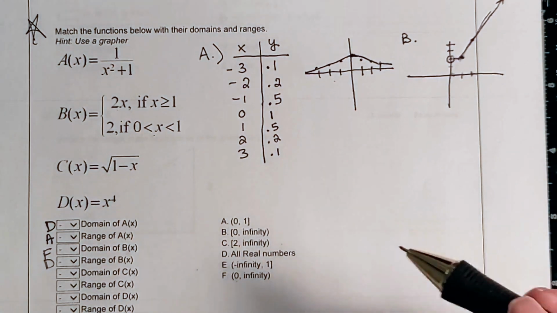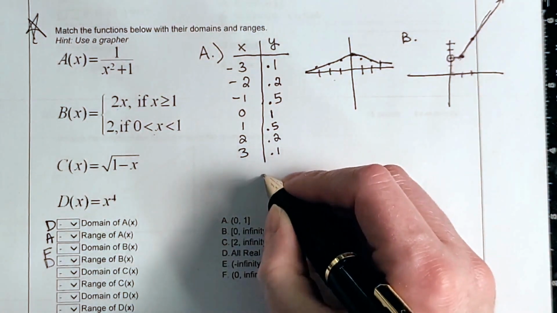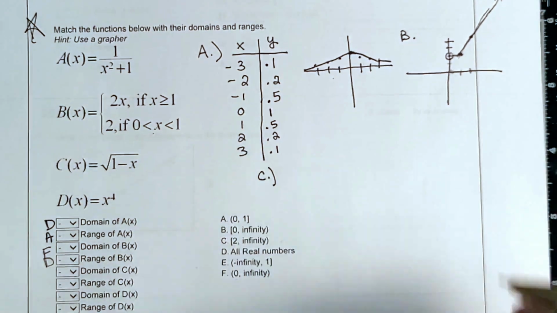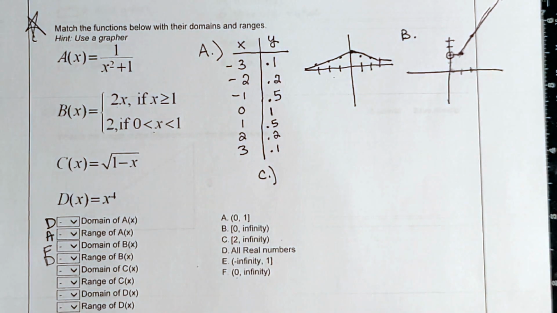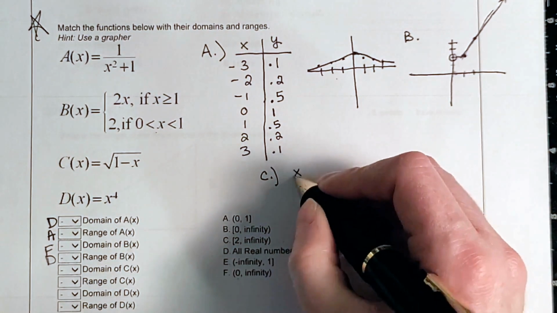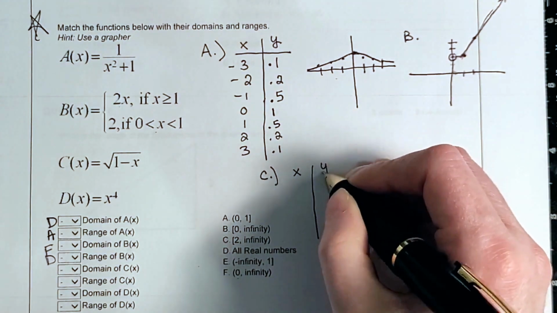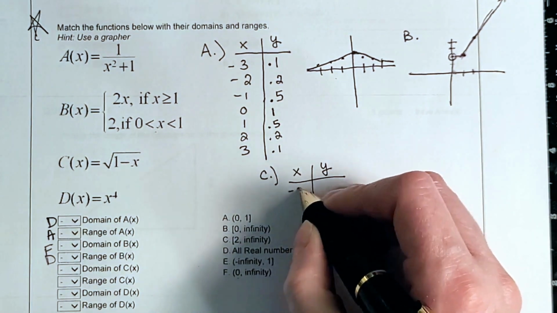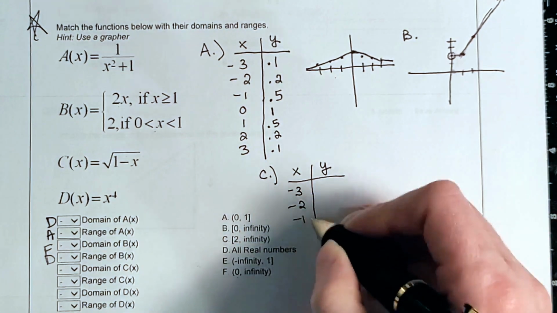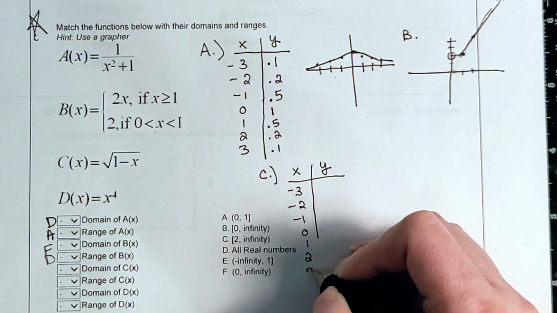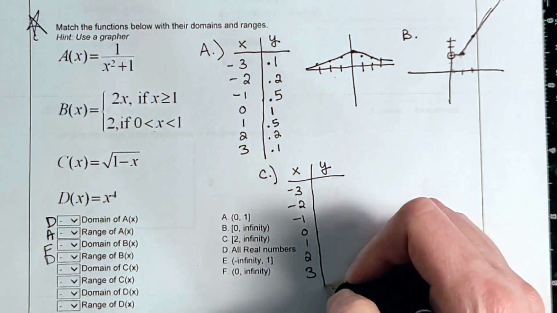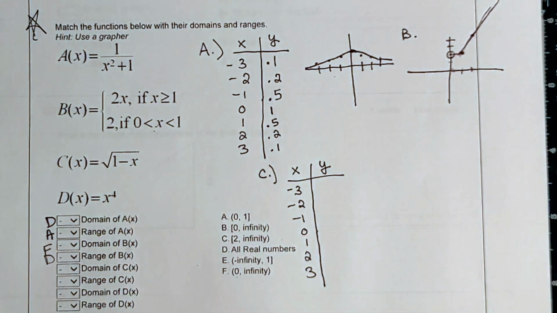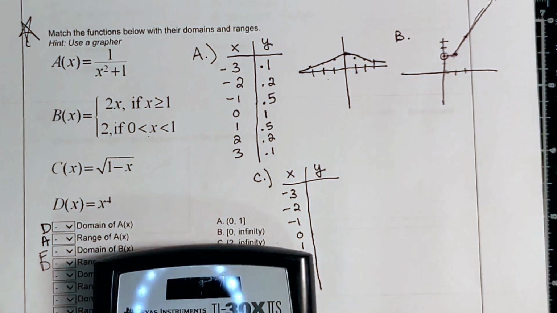Okay, question number C. And of course, we can do another XY table for C. I probably picked the same points that we did before: -3, -2, -1, 0, 1, 2, and 3. This is your best bet if you don't have access to a graphing calculator.